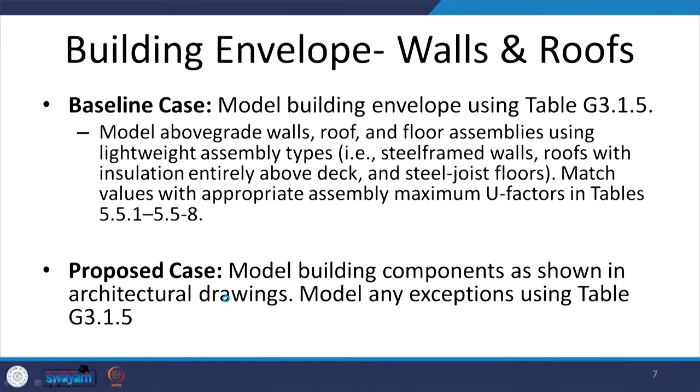So, in the baseline case, the performance of the building will be calculated by rotating it in all four orientations. In that manner, the consideration towards the design in the proposed case will be given an advantage. The next is building envelope. We have already seen what the prescriptive requirements are as per standards and codes.